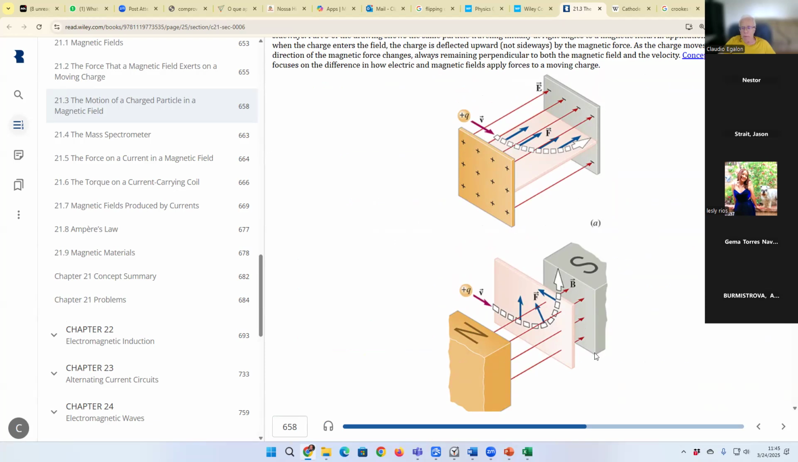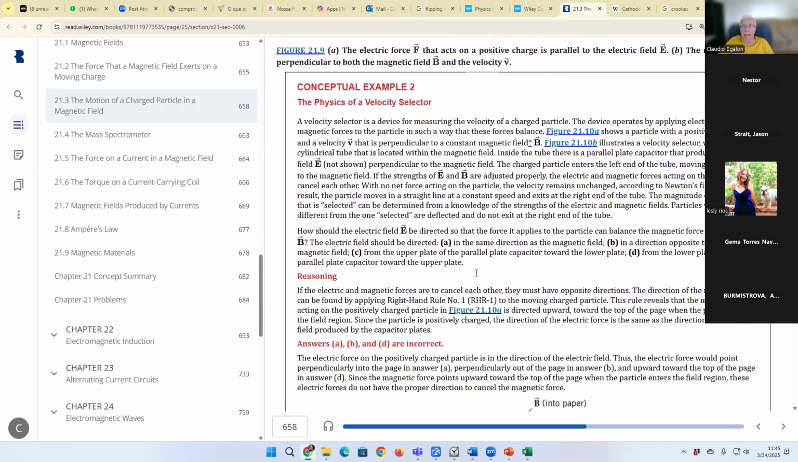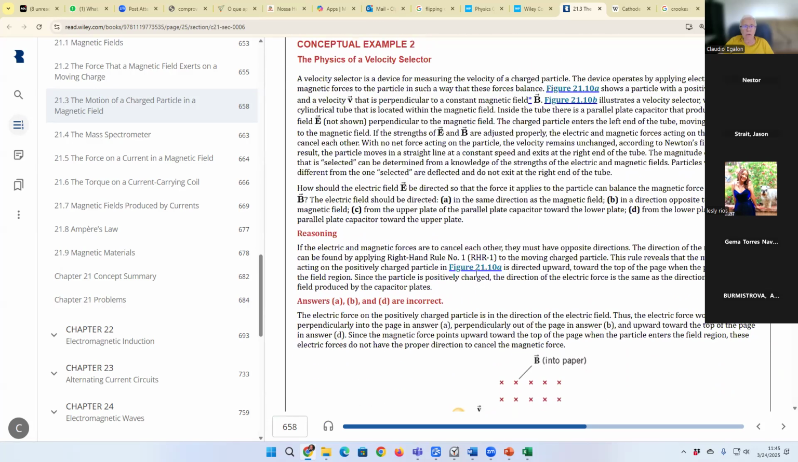But you can do something similar if you put a uniform magnetic field between two polarities, north and south, and the path of the charged particle is bent as well. Now, you can come up with an interesting device if you combine the electric and magnetic fields here, and that is what the velocity selector is all about.